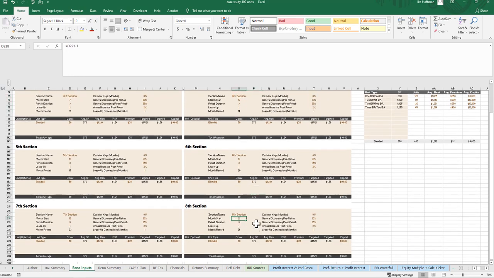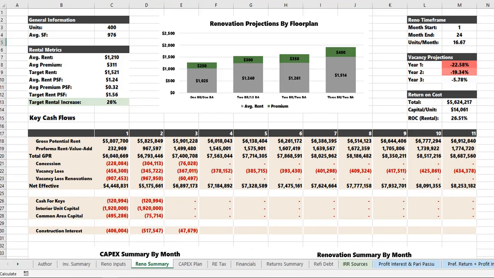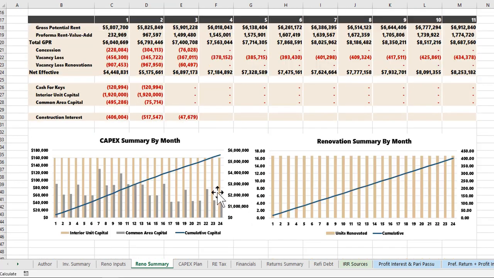This particular renovation will end in month 24. So the last section will begin in month 22. It's going to take 3 months. So 22, 23, 24. Go to the Reno Summary, everything, all the graphs, the general renovation information is summarized, the key cash flows, your capital, your construction interest, and then the graphs as well.